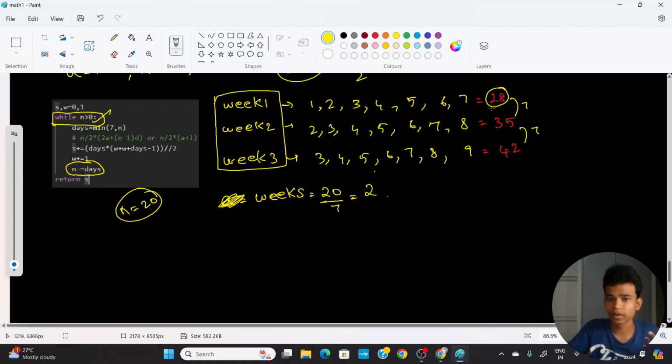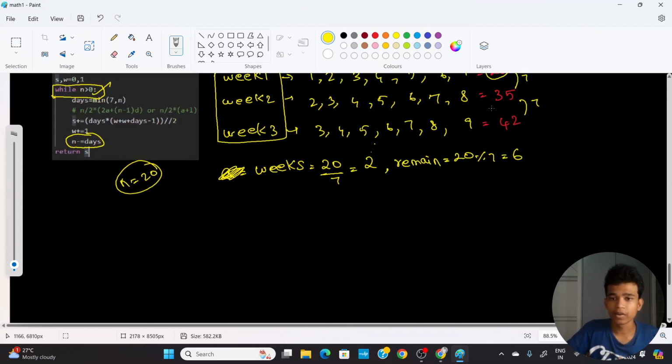We may have remaining days. How can I find the remaining days? Just put 20 mod 7. So it's equal to what? 6. So I can say I have 2 complete weeks and 6 remaining days. Fine. Now the next thing is d is equal to 7, the difference. So starting point is always going to be what?